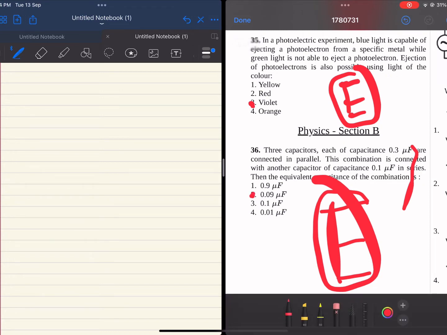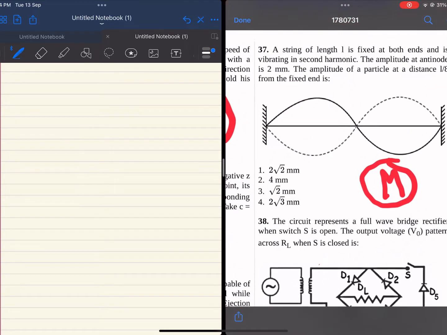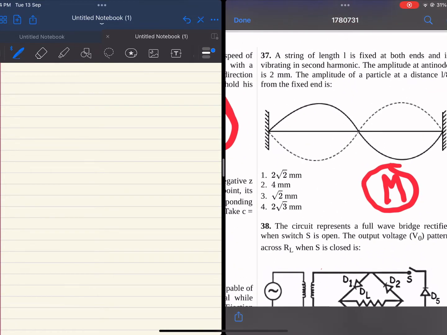Moving on to the 37th question. The 37th question: a string of length L is fixed at both ends and is vibrating in the second harmonic. The amplitude at antinode is 2 mm. The amplitude of a particle at a distance L by 8.